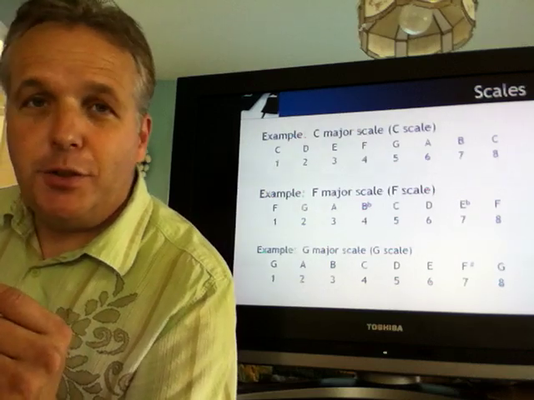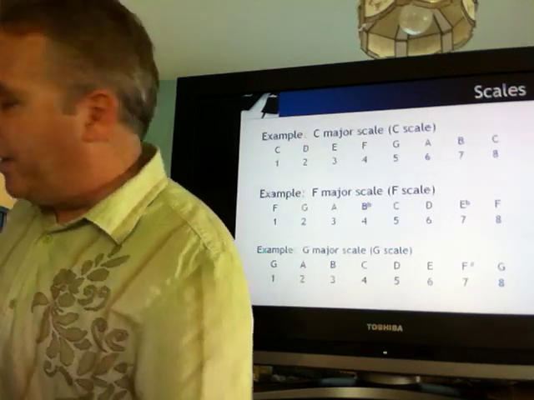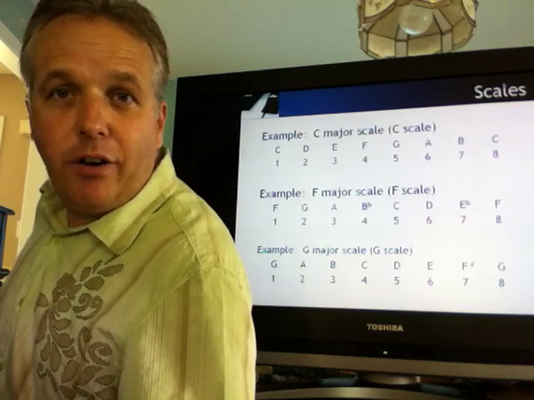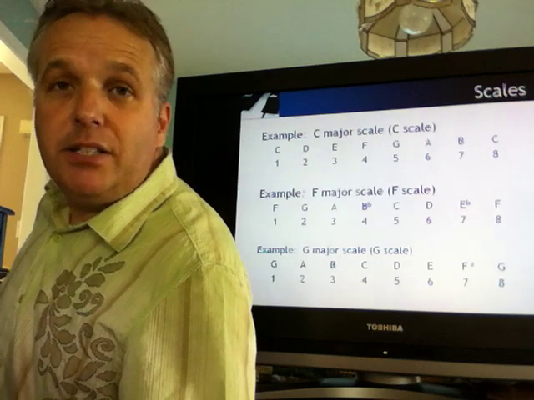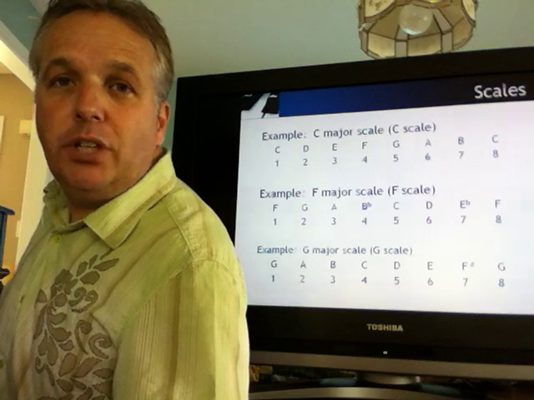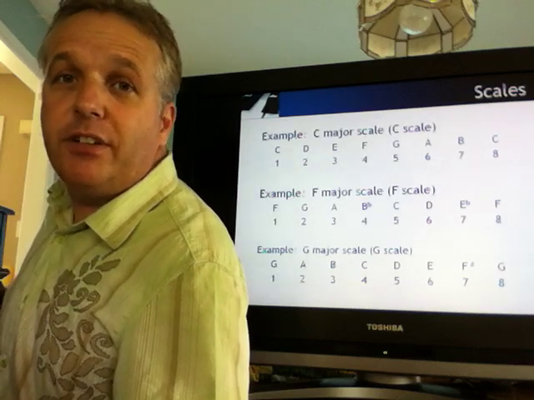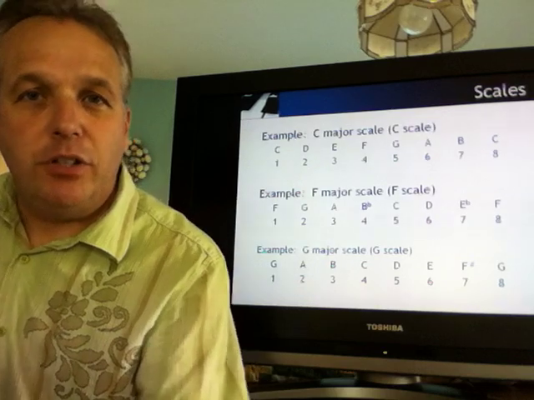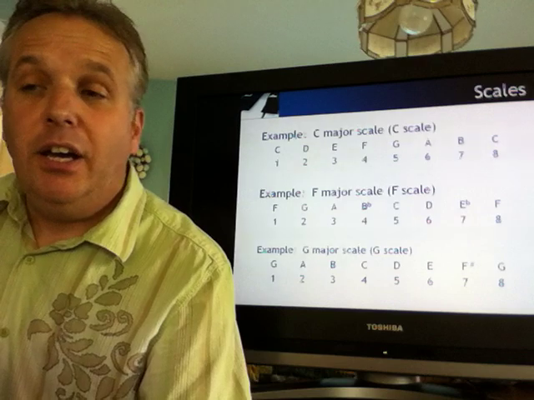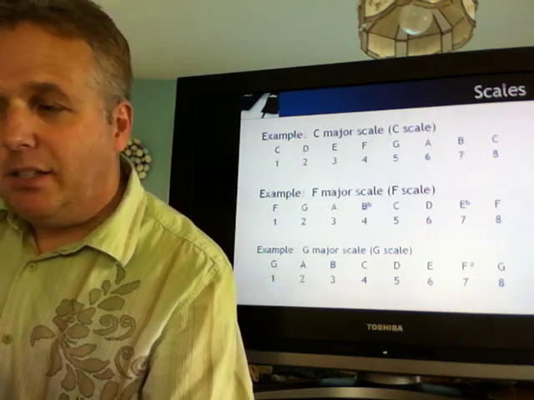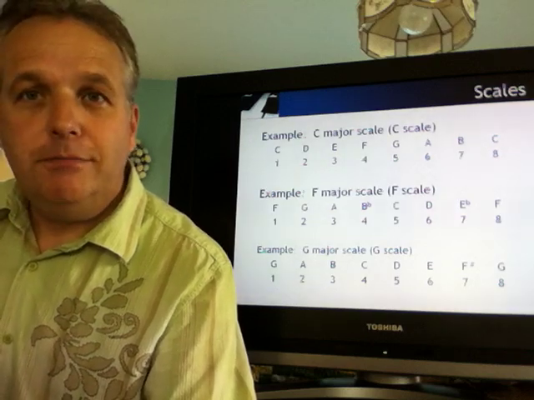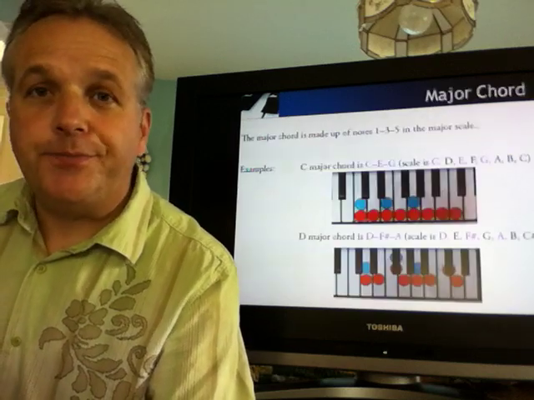Now let's put numbers to the notes. In the key of C, C would be 1, D is 2, E is 3, F 4, G 5, A 6, B 7, and C 8. In the key of F, F would be 1, G 2, 3, 4, 5, 6, 7, 8. You can see the notes there: F, G, A, B flat, C, D, E, F. In the key of G, it works the same way: G, A, B, C, D, E, F sharp, G, if you follow that same pattern, tone, tone, semitone, tone, tone, tone, semitone, starting at the first note.